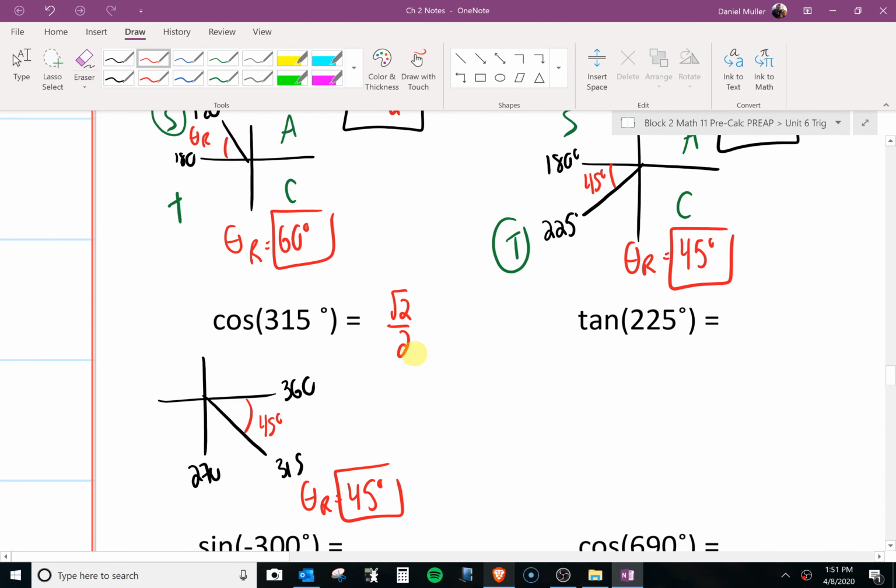Then from there, I do the CAST rule, C-A-S-T. I am in the C quadrant. I happen to have a cosine, perfect, so I put a positive sign.